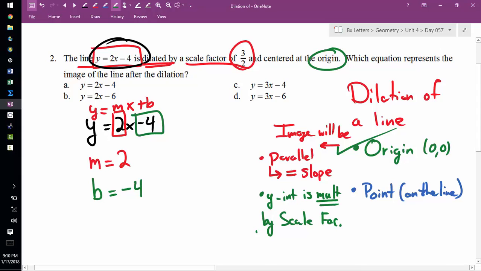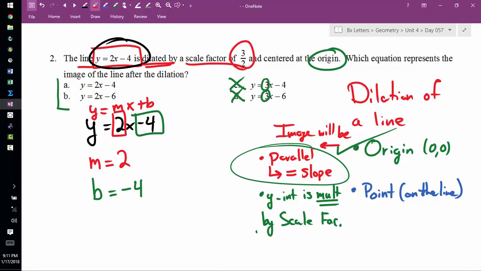So when I'm going through my answer choices, I'm going to focus on this first part, that when we dilate a line about the origin, it needs to be parallel. It needs to have the same slope. And that's why answer choices A and B are fine. They have slopes of 2. That's what we're looking for. But I can already rule out answer choice C because that slope of 3 disagrees. It needs to be 2. And that's the same issue with answer choice D. Okay? So that's how I can rule those out.